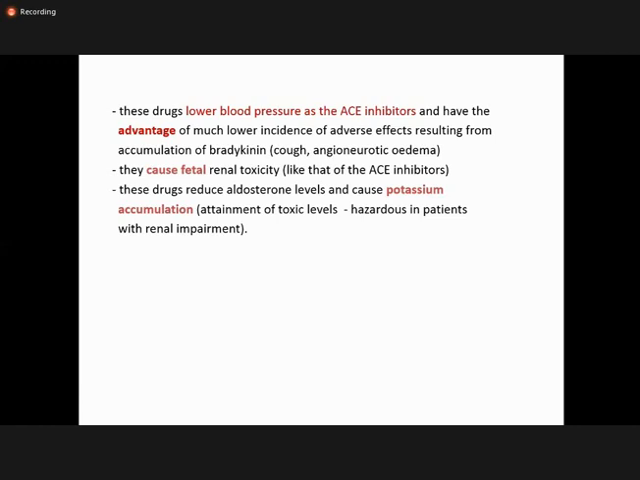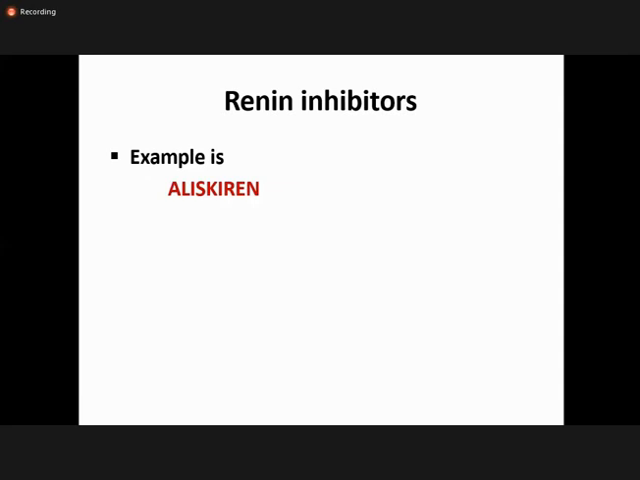They cause fetal renal toxicity like that of angiotensin converting enzyme inhibitors. These drugs reduce aldosterone levels and cause potassium accumulation and attainment of toxic levels, hazardous especially in renal failure patients. This is another very important example. What is the name of a drug that can inhibit the renin activity? That is aliskiren. That is the drug that can inhibit the renin activity.